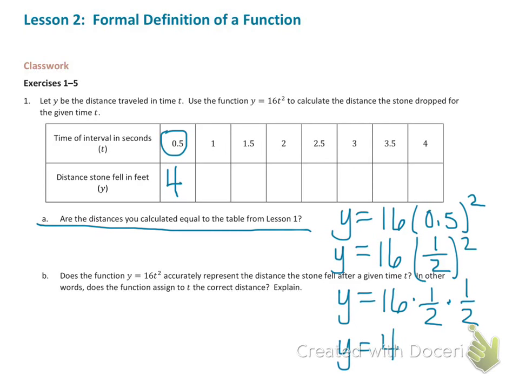So go ahead, and this next one's easy, right? 1 squared is 1. 16 times 1 is 16. Okay, so go ahead and check those in this function, y is equal to 16t squared, and match it up to the table from lesson 1. So work on that and then come back and we'll continue.